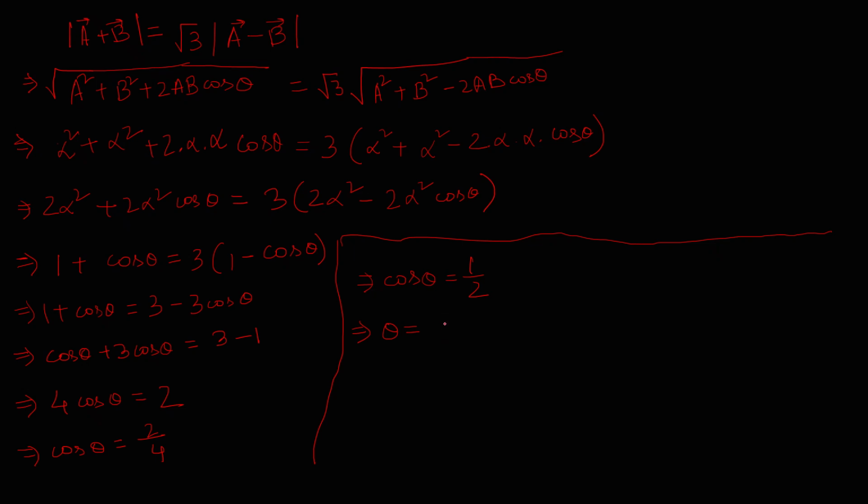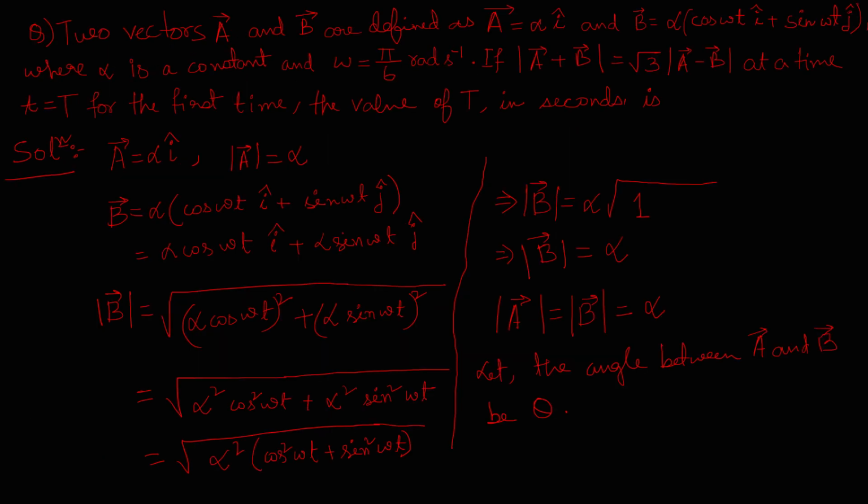60 degree, right? Cos of 60 degree. So cos of 60 degree means in radian terms, what is the value? Cos of 60 degree means pi by 3. Right. So I got theta is equal to pi by 3. So I got the value of the angle between vector A and vector B.